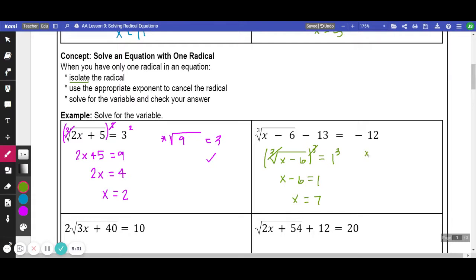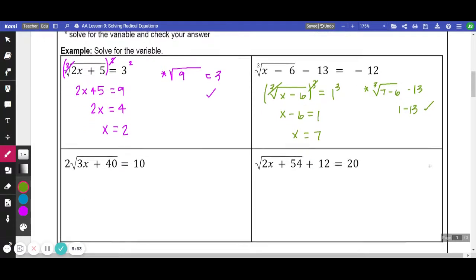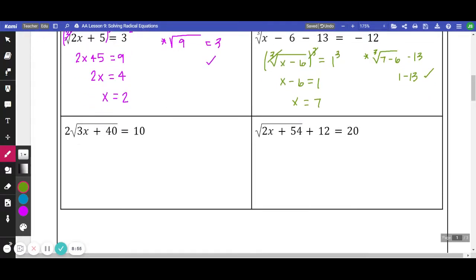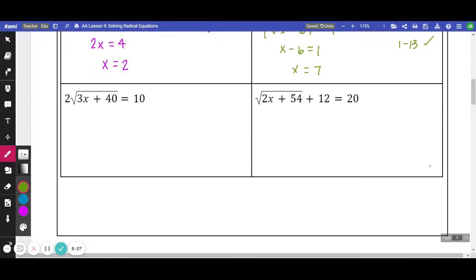If I check it, 7 minus 6. 7 minus 6 is 1. Cubed root of 1 is 1. 1 minus 13 equals negative 12. So check, it worked. This would be a great place for you to pause the video and try these next couple. They are similar types of problems, so you trying them would be a great thing right here.